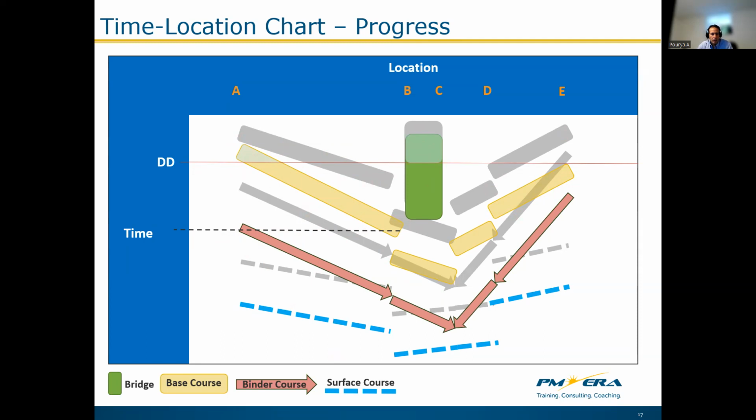So based on this time location chart, we can work on a recovery schedule. For instance, increasing the resources or working overtime to change the slope from this point and extending to here, to make sure that this activity is finished at the original planned finish time, which is here.